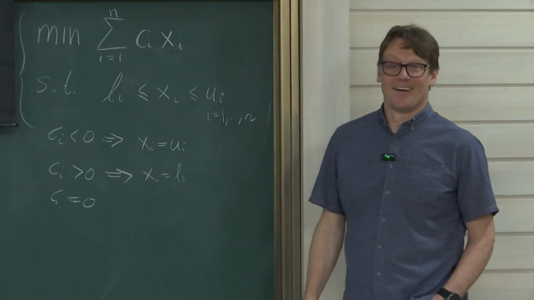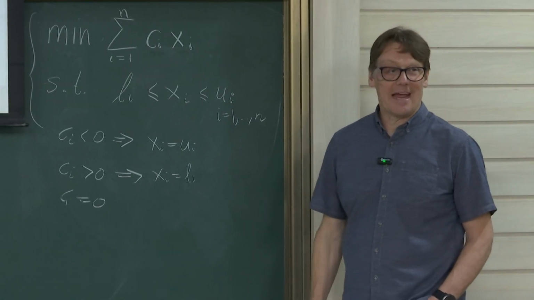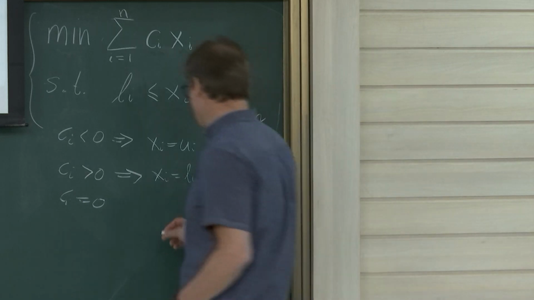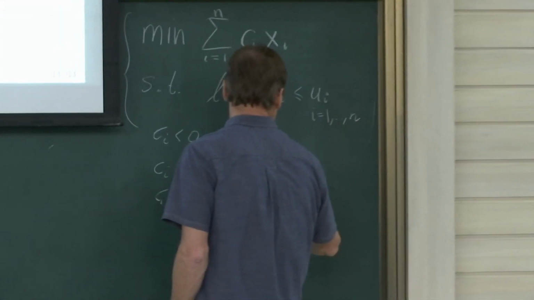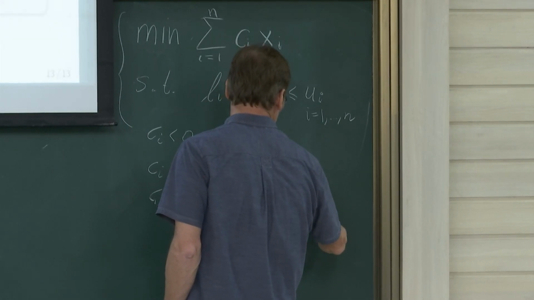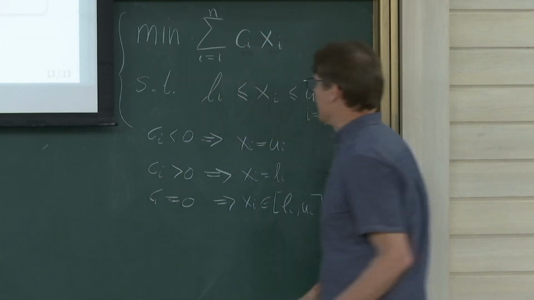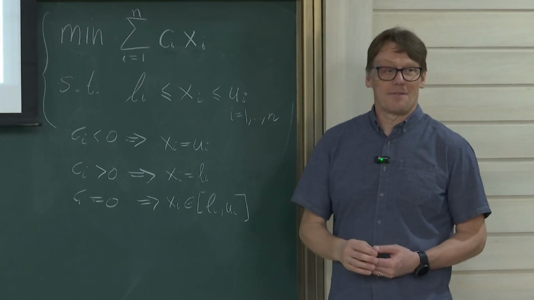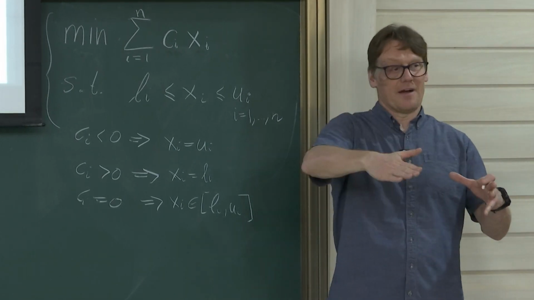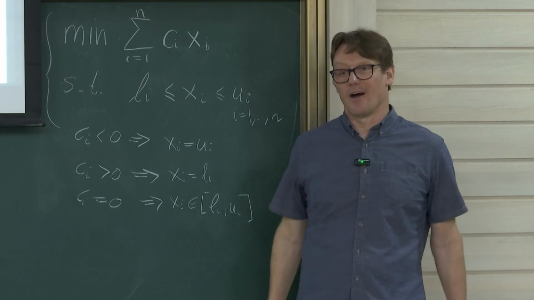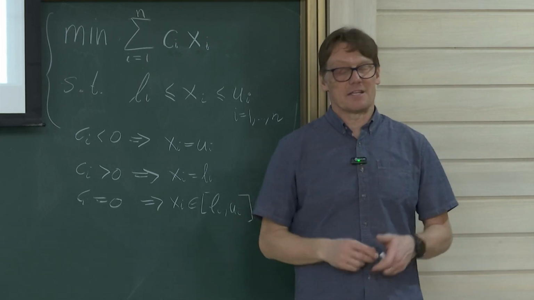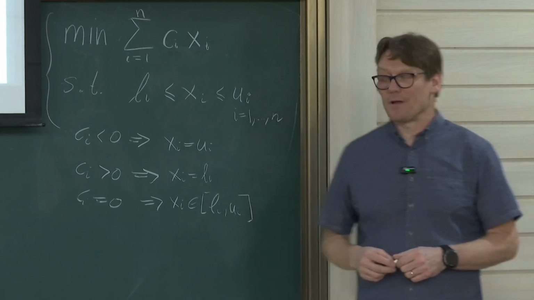Okay, what happens if Ci is equal to 0? It can be anywhere. Okay, anywhere in the interval. So you can think of this as having a box and a linear function over it, and you just keep going down to the corner of the box where everything is minimized. That's one way of thinking about this.